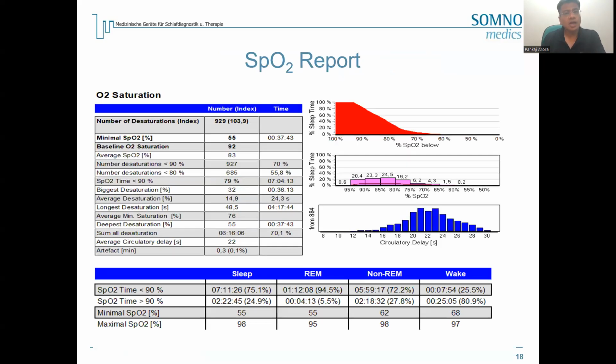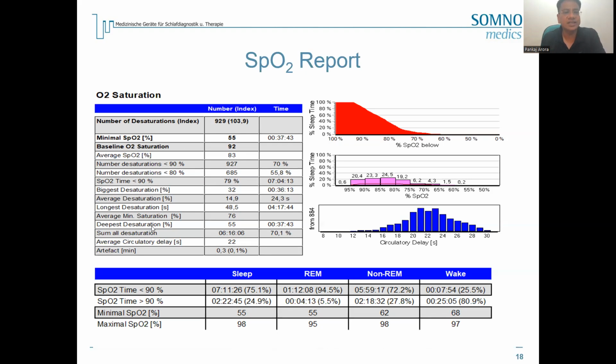So now look at the SpO2 report. What is happening is because of obstructions happening and because the flow or air is not able to go to the lungs, it will obviously affect the SpO2, also affect the oxygen saturation. So we should know how much oxygen desaturation has happened during the sleep stages.